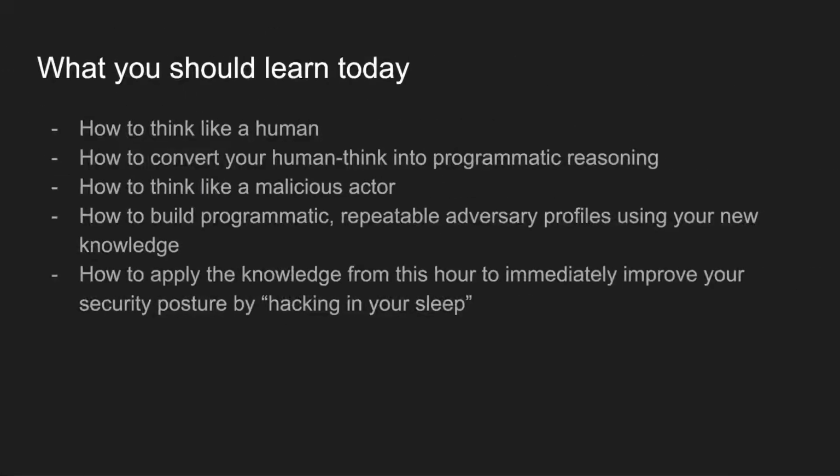All right, what should you learn today? We're going to go through a few different concepts. The first is, how do you think like a human? You may think you already know because you are a human if you're listening to this conversation. But we're going to go through how you actually think. We're going to break that process down. We're then going to convert that human thinking into programmatic reasoning. How would a computer do the same process of decision making and thinking that you do?